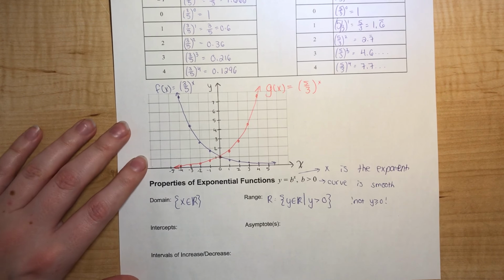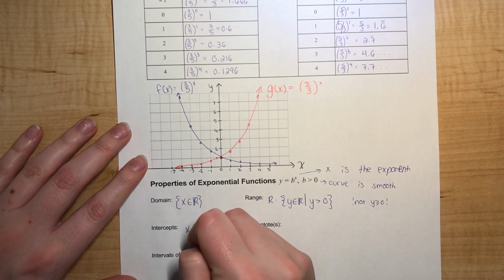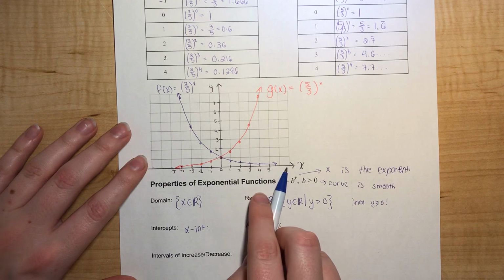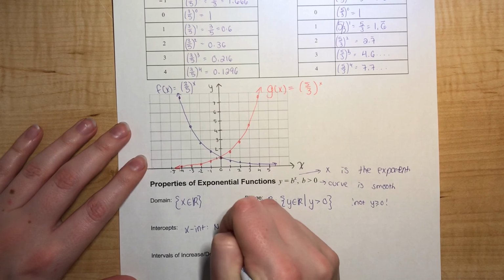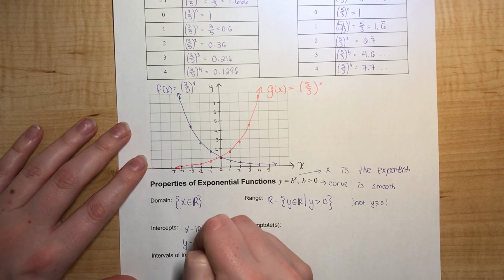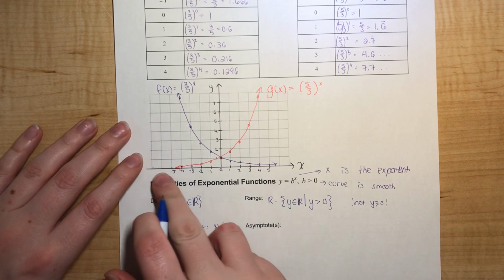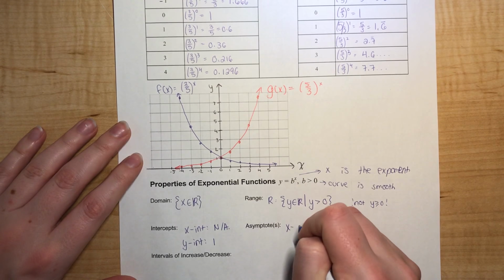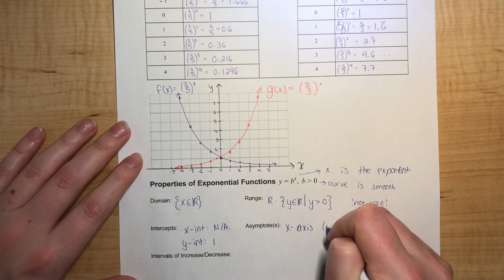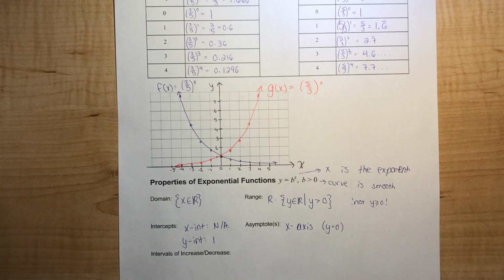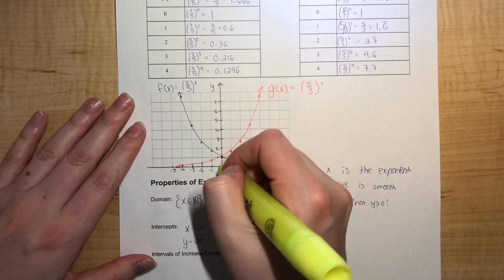Okay. Now intercepts: our x-intercept doesn't exist. We've got an asymptote here, so no x-intercept. But our y-intercept for both cases is 1. And then the asymptote that we've got is the x-axis, and that's the equation y equals 0. Our asymptote is this really nice horizontal line through a y value of 0.